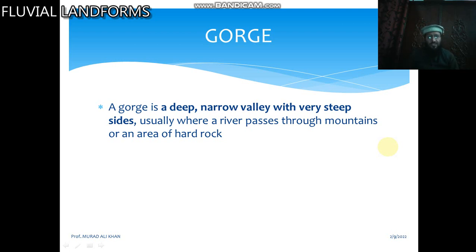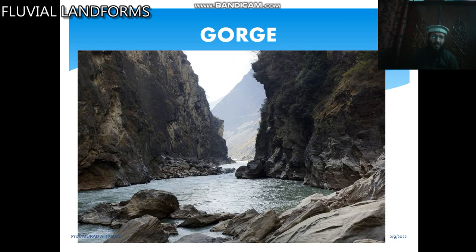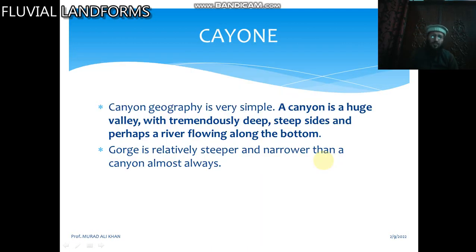So a gorge is a deep, narrow valley with very steep sides, usually where a river passes through mountains or an area of hard rock. Here you can see that the sides of the valley are very steep, and the bedrock is also very hard rock. So in this area, this valley-type thing is known as a gorge.